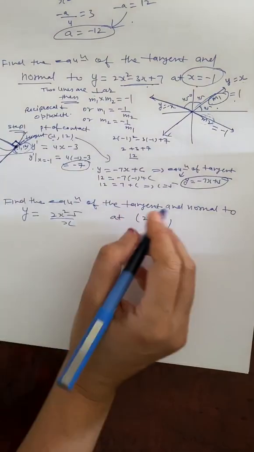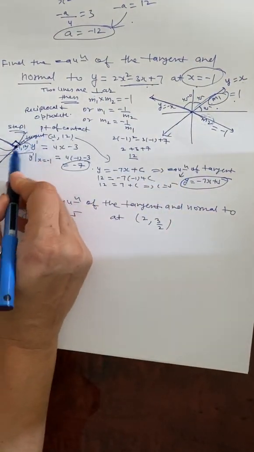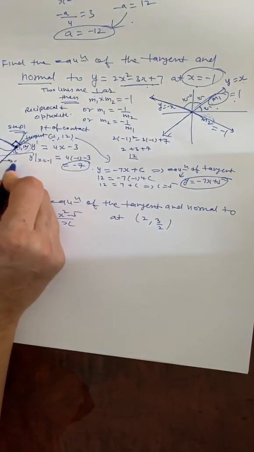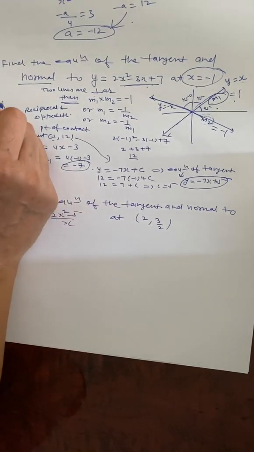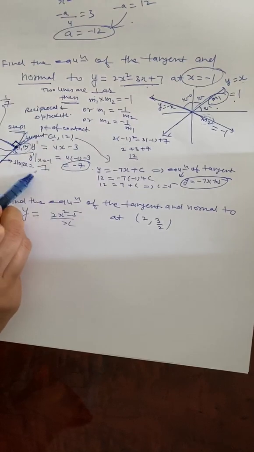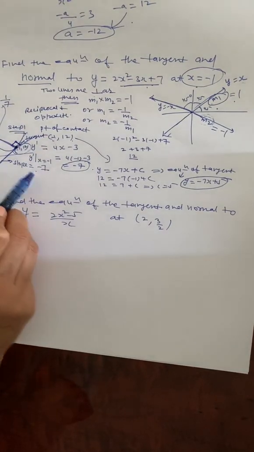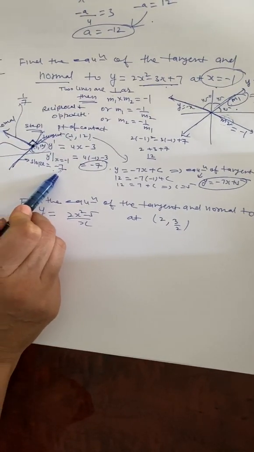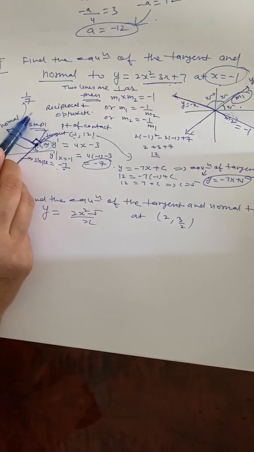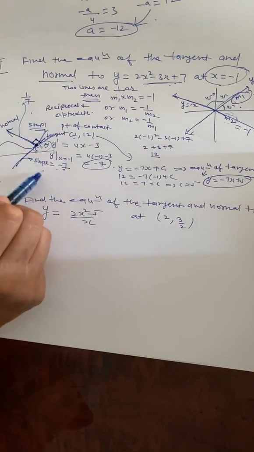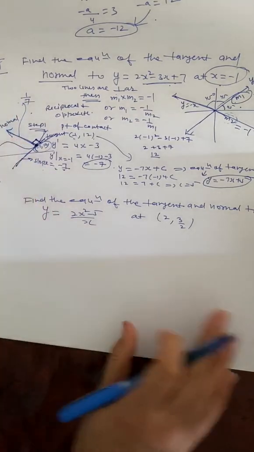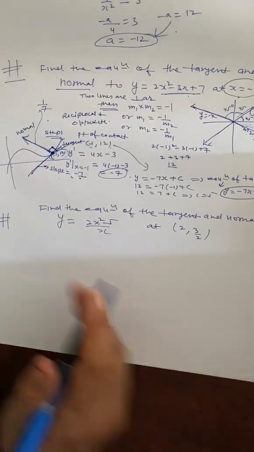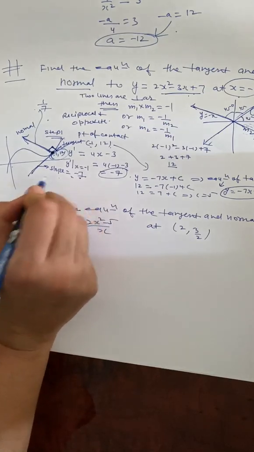For the equation of the normal, we know the slope of the tangent. We got here the slope of this was negative 7, which means the slope of the normal is going to be 1 over 7. Remember, reciprocal. When you take the reciprocal of negative 7, you get 1 over negative 7, and then you take the positive side because it's the opposite. So 1 over 7 is the slope of the normal.